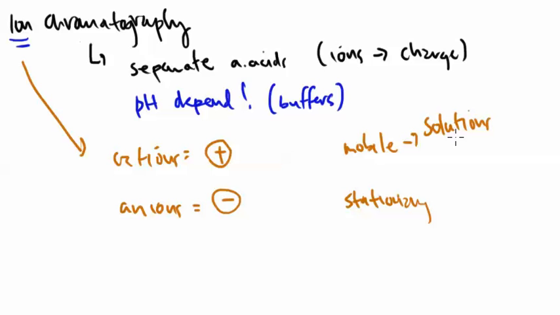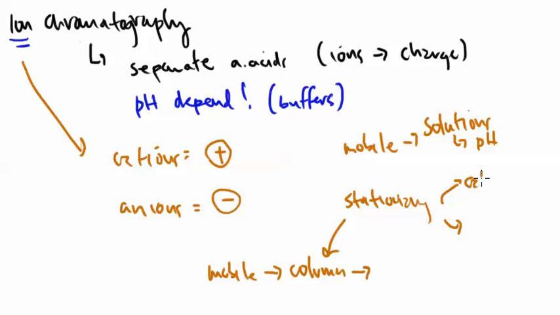And this solution is going to be a pH controlled solution, and this is going to basically push your components through a column in this case. So we're looking at a mobile phase, and the mobile phase will push the component through a column, and that column has stationary phase on the inside of it. And that stationary phase can come in two forms. We can have a cation exchange, and we can have an anion exchange.